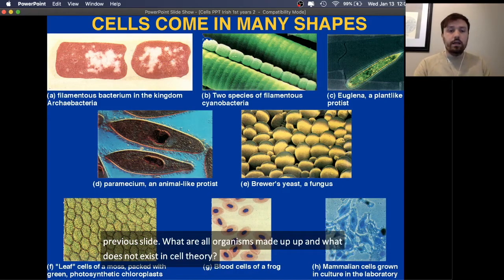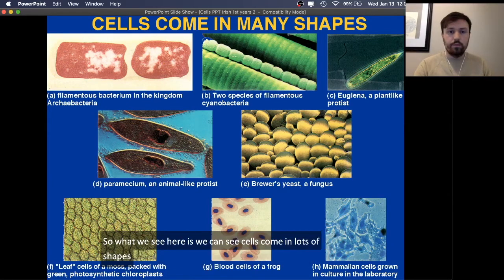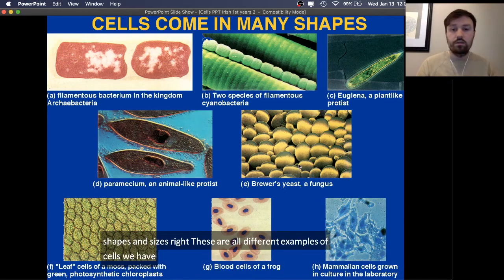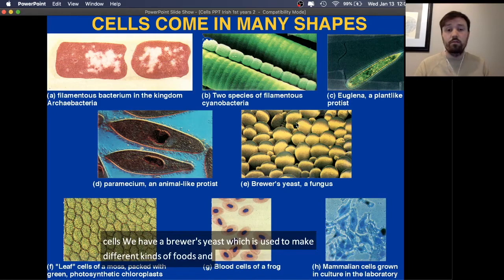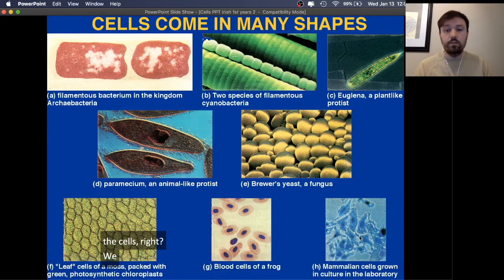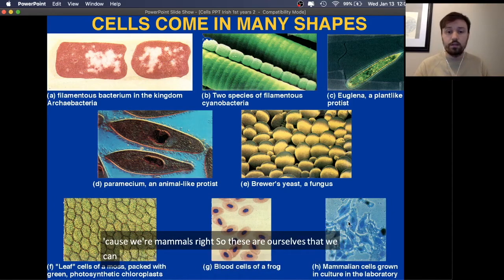So what we see here is that cells come in lots of shapes and sizes, right? These are all different examples of cells. We have brewer's yeast, which is used to make different kinds of foods and drinks. Those are alive. Those are the cells, right? We have mammalian cells, which are cells in us because we're mammals, right? So these are our cells that we can see. Blood cells of frogs, so cells in a frog that help the blood and oxygen move through.